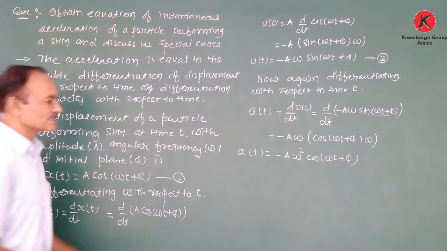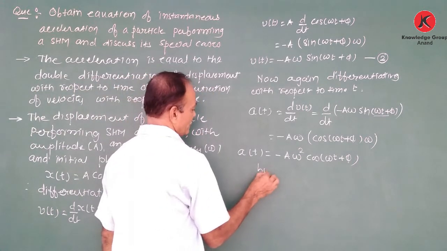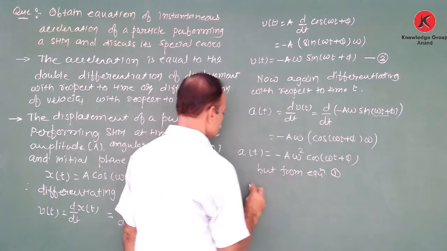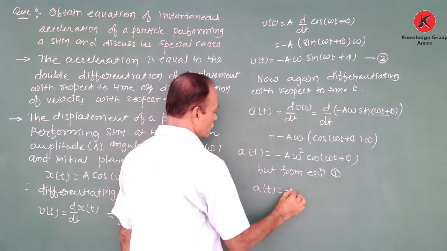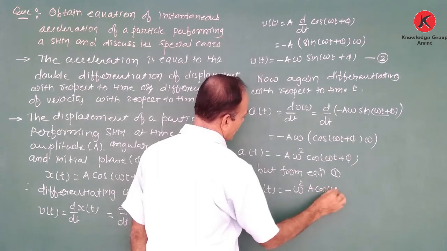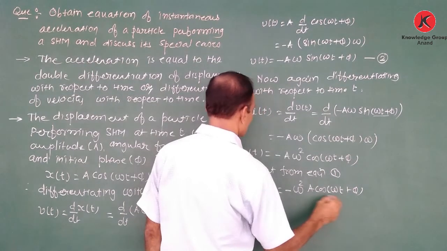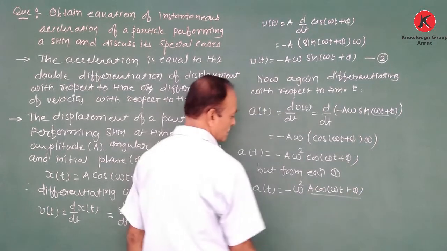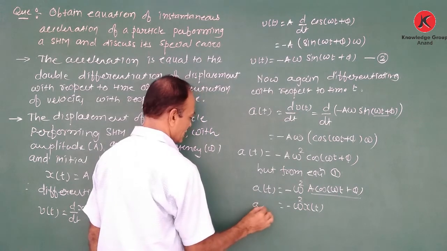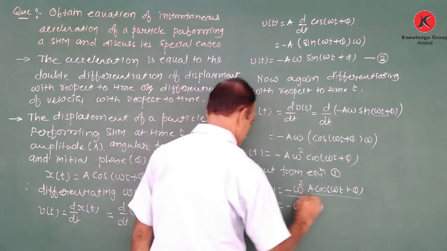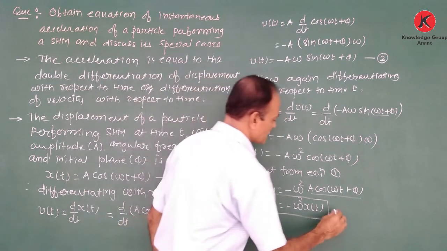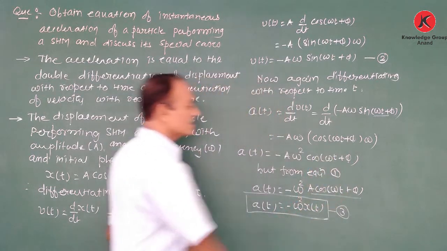But from equation 1, x(t) is equal to a cos(omega t plus phi). So a(t) is equal to minus omega square a cos(omega t plus phi). Therefore, a(t) is equal to minus omega square x(t). That is the equation of acceleration in terms of the displacement.